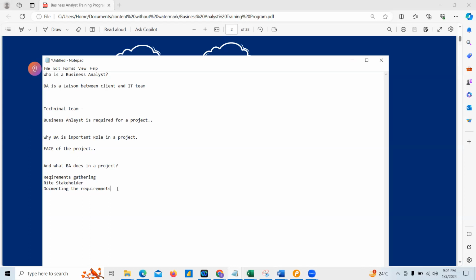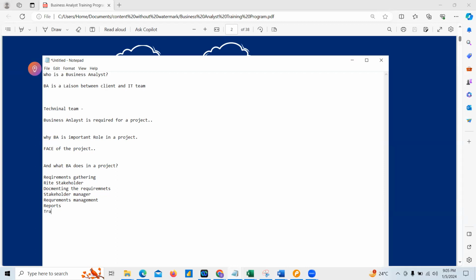Right? What else do we do? Stakeholder management. Stakeholder management, requirements management. Okay. What else do we do apart from requirements gathering? Requirements management, stakeholder management, reports.